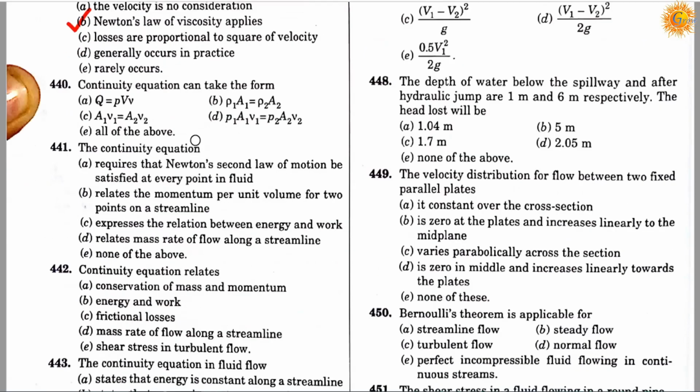Question number 440. Continuity equation can take the form. Option A, Q is equal to rho A V. Option B, rho 1 A1 is equal to rho 2 A2. Option C is A1 V1 is equal to A2 V2. Option D is rho 1 A1 V1 is equal to rho 2 A2 V2, and option E is all of the above. So correct answer is C. Continuity equation can take the form A1 V1 is equal to A2 V2.